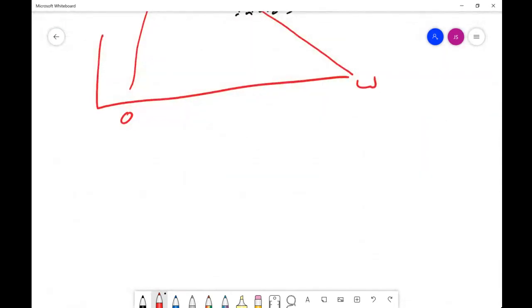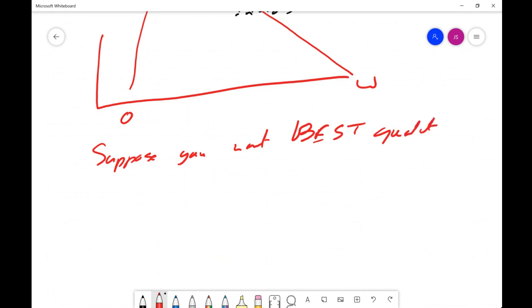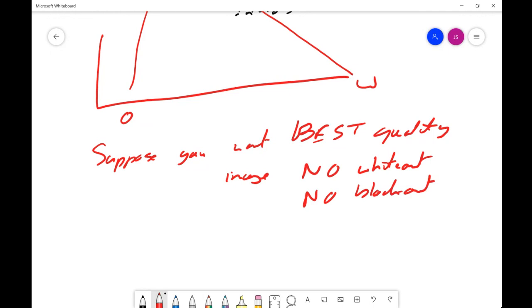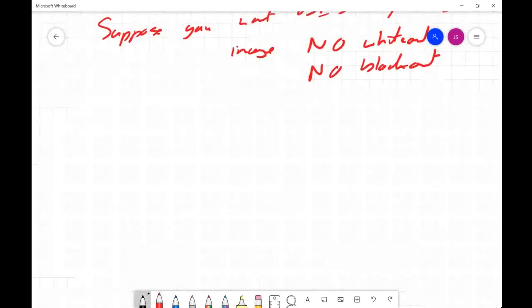But supposing you want the best quality image, with no loss, no whiteout, and no blackout. And this is equalization.